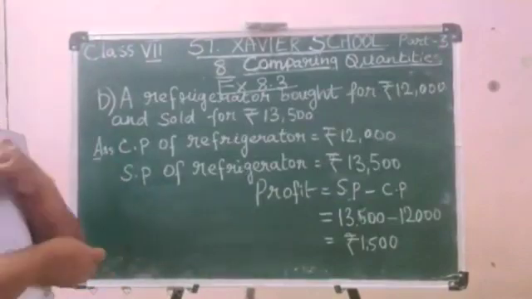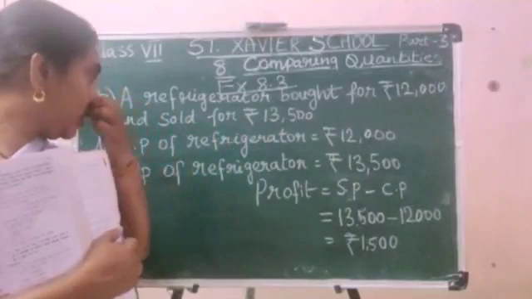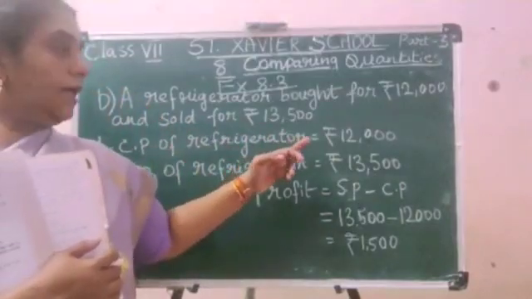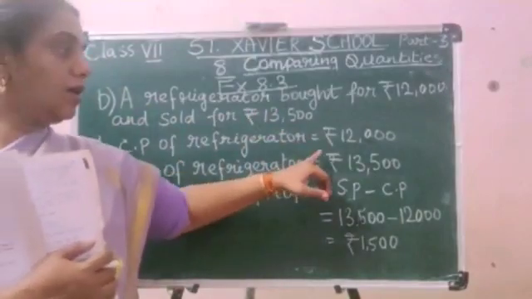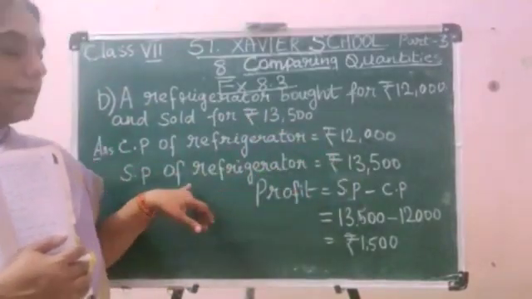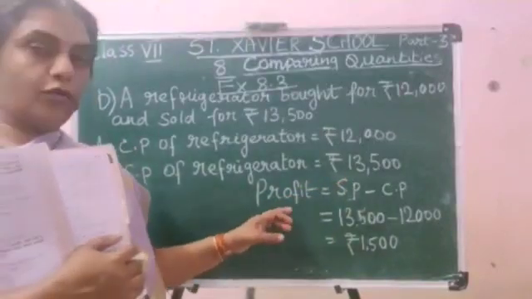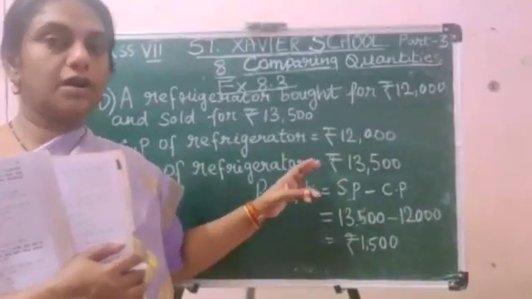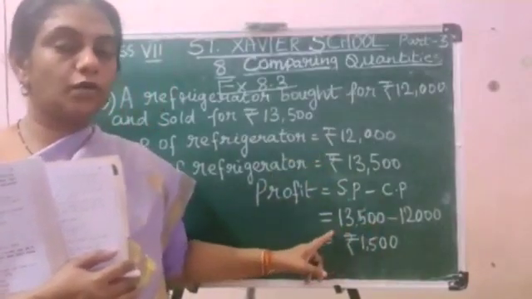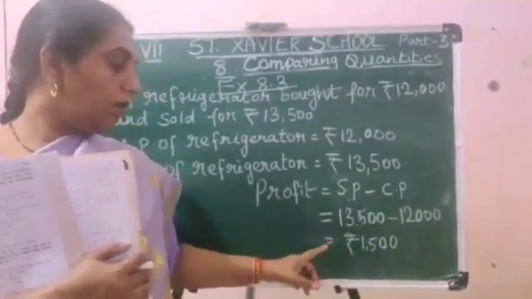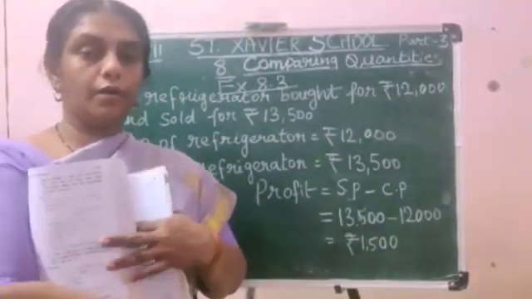Question number B. A refrigerator bought for rupees 12,000 and sold for rupees 13,500. So the cost price of the refrigerator is rupees 12,000 and the selling price of the refrigerator is 13,500. Here profit occurs because selling price is greater than the cost price. So selling price minus cost price, 13,500 minus 12,000. When you subtract, you get a profit of rupees 1,500.